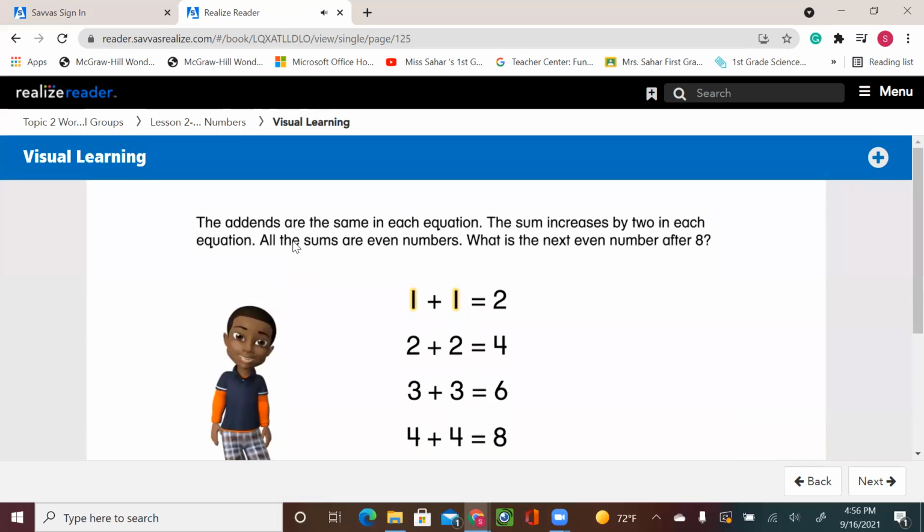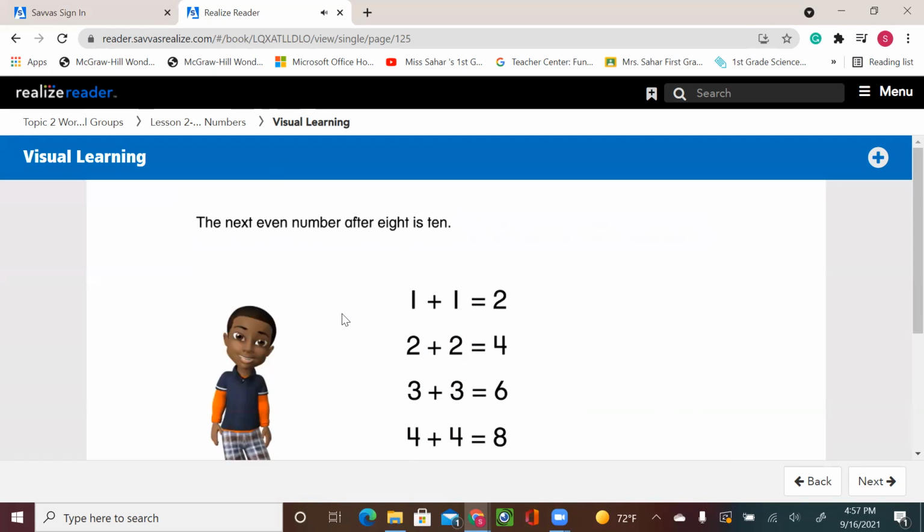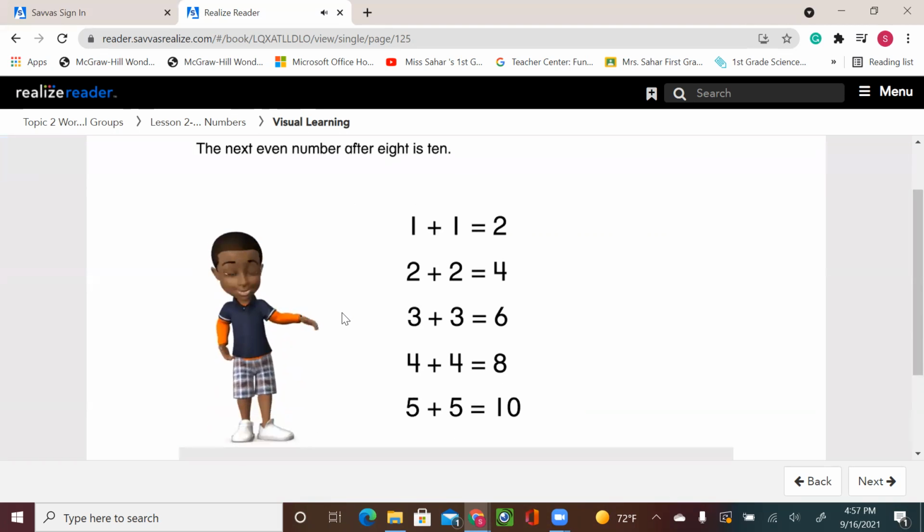The addends are the same in each equation. The sum increases by 2 in each equation. All the sums are even numbers. What is the next even number after 8? The next even number after 8 is 10. You now know different ways to show that a number is even.